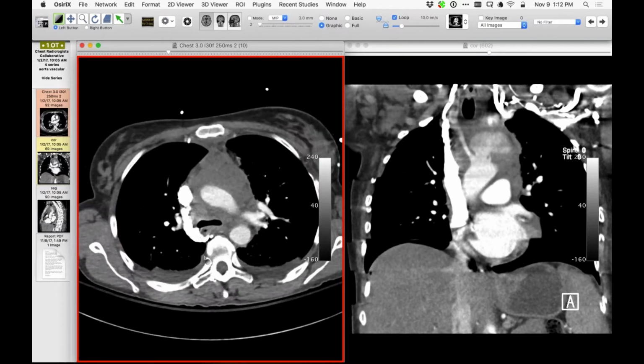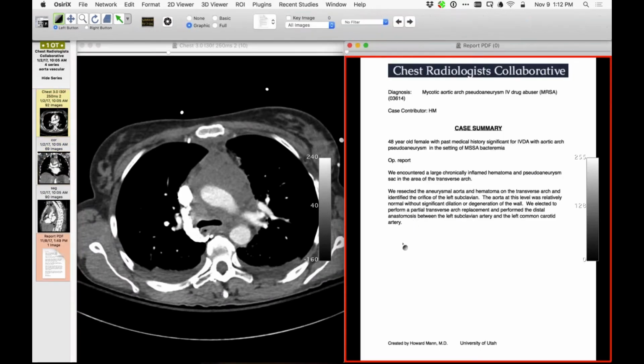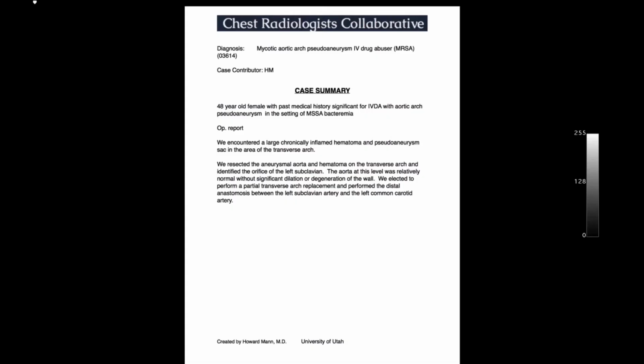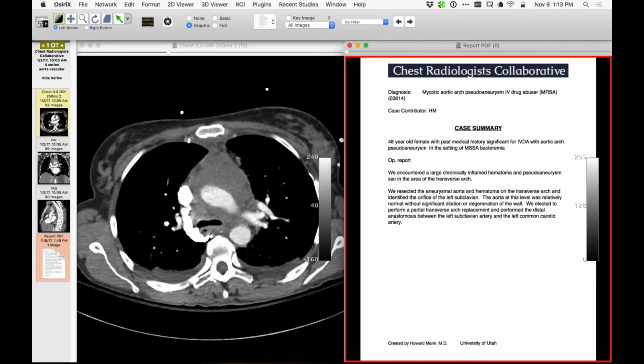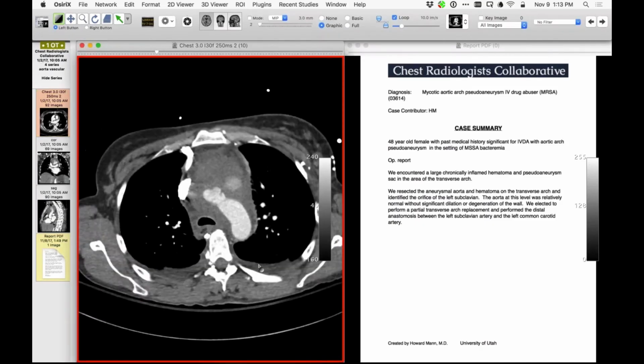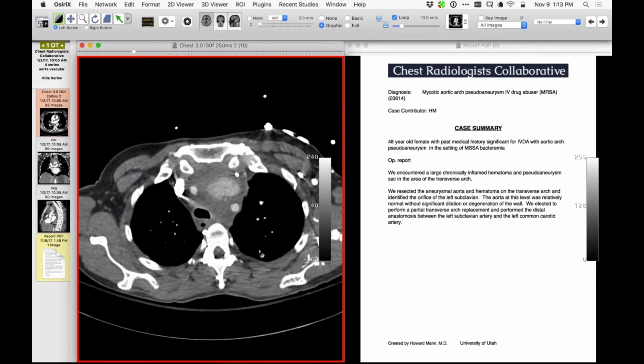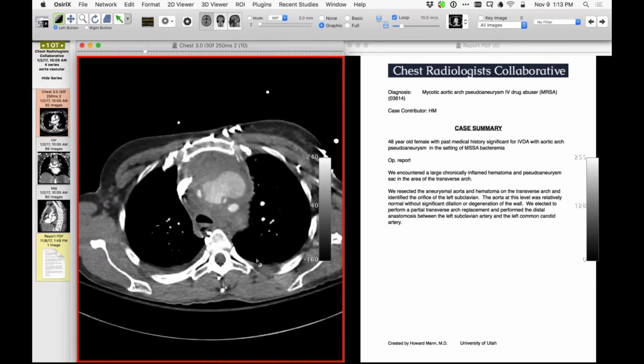presumably blood. And the history here, as you can see from this, is IV drug abuse, diagnosis of a mycotic aneurysm in the setting of staph bacteremia, and you can see the surgery they did for that. So a very impressive and large mycotic aneurysm arising from the top of the aorta there.